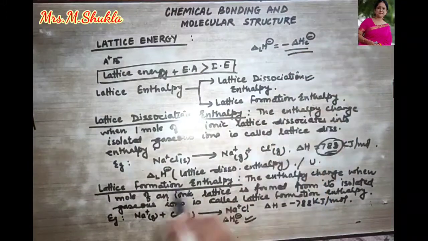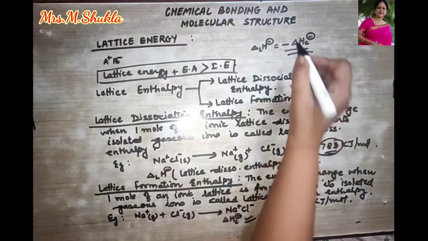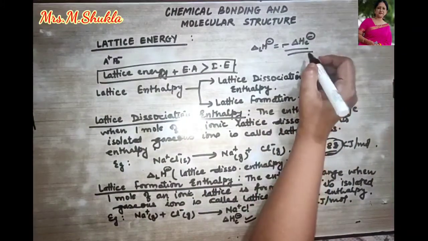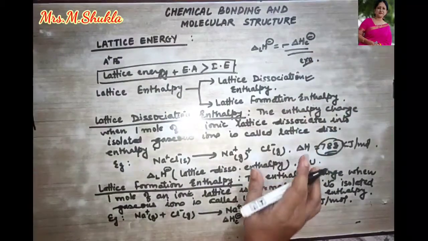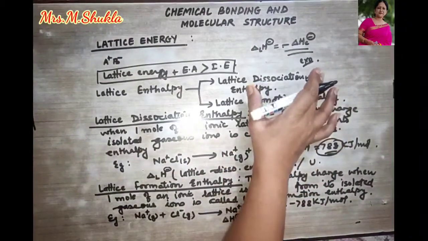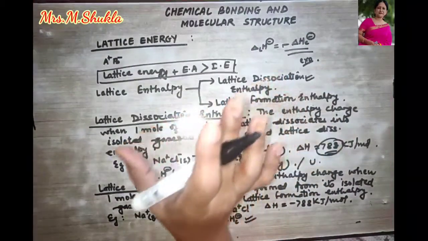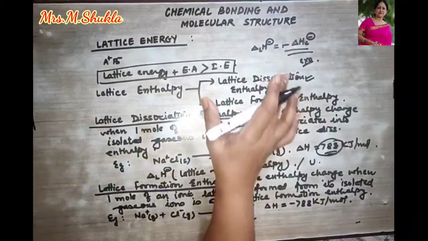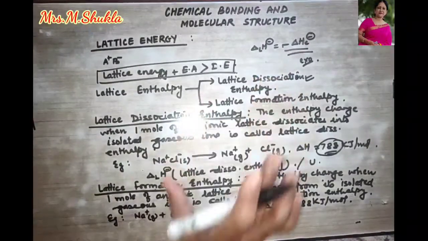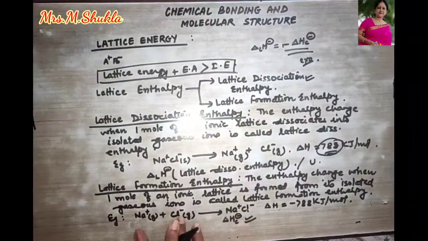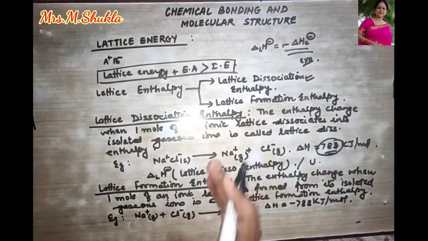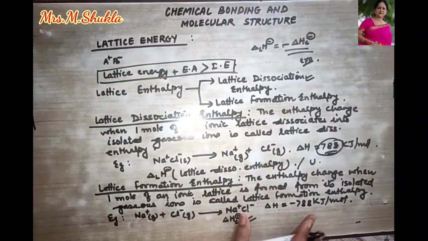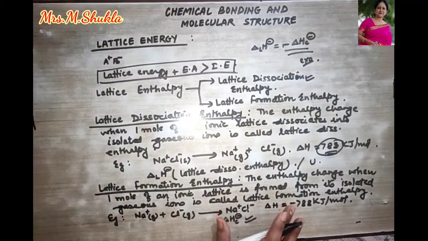Because this value, that is your lattice formation enthalpy, is negative, therefore the reaction will always be what? Exothermic in nature. And why is it exothermic? Because of the strong electrostatic attraction between the ions of opposite charges. Clear? Therefore, a large amount of energy is released as the ionic bond is formed. I hope till here everything is clear.